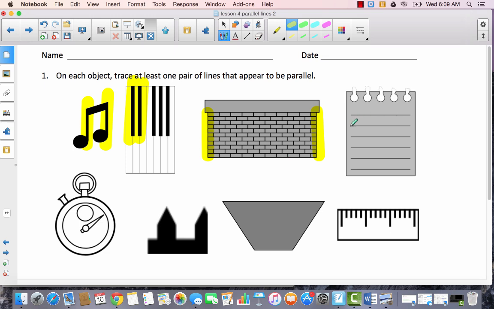Same thing with this piece of paper. All of these line segments are parallel to one another. The sides are parallel to each other. Anywhere that you see two lines that are perfectly straight.